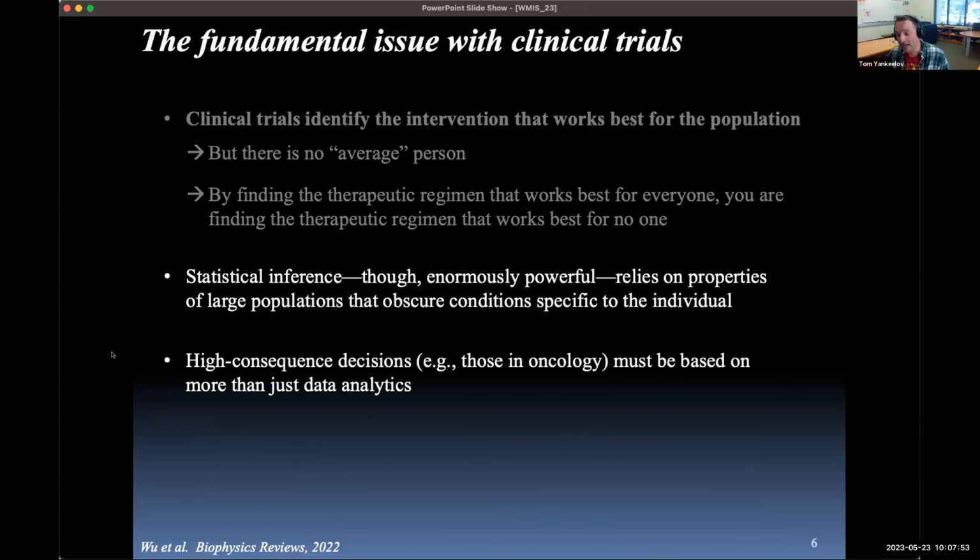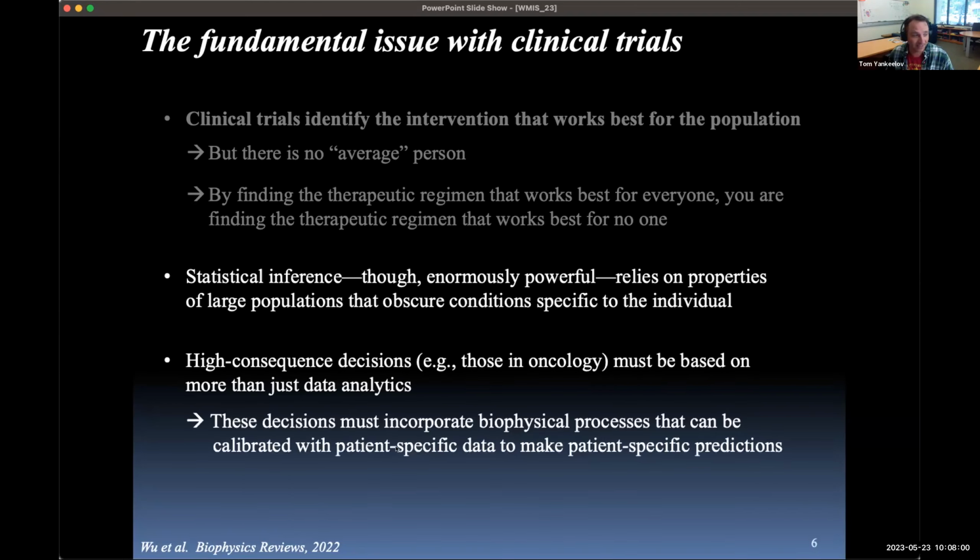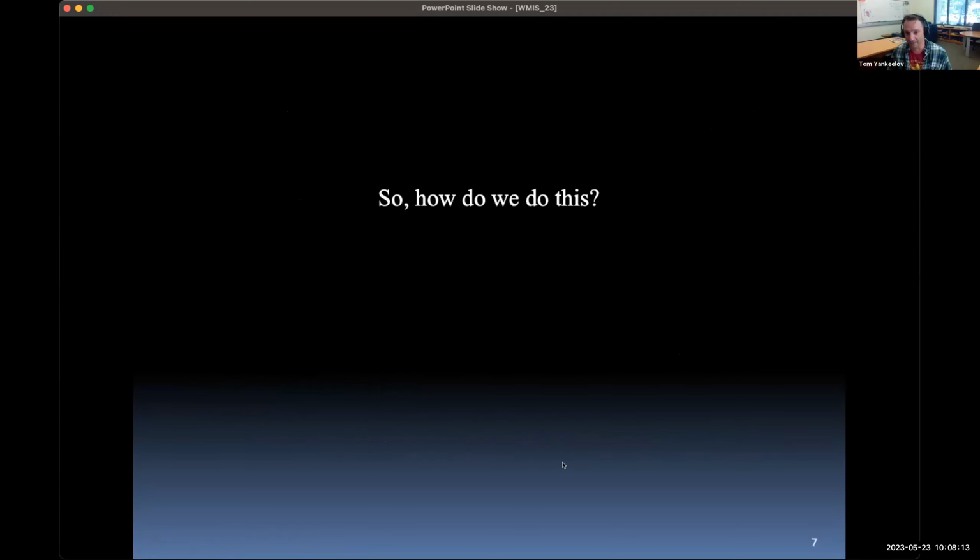So for these types of high-consequence decisions, like those in ecology, we have to go beyond just data analytics. These decisions must incorporate whatever the important underlying biophysical processes are, so that you can use patient-specific information to calibrate your model that captures those biophysical processes to then make patient-specific predictions.